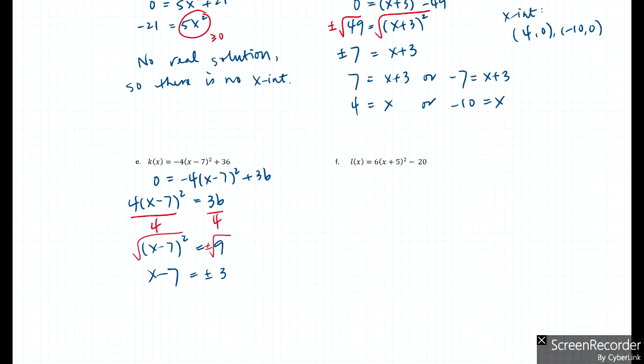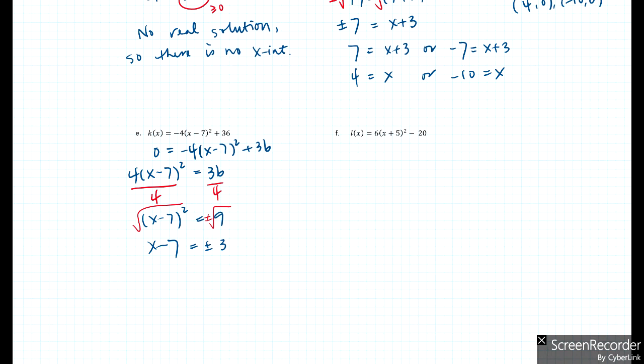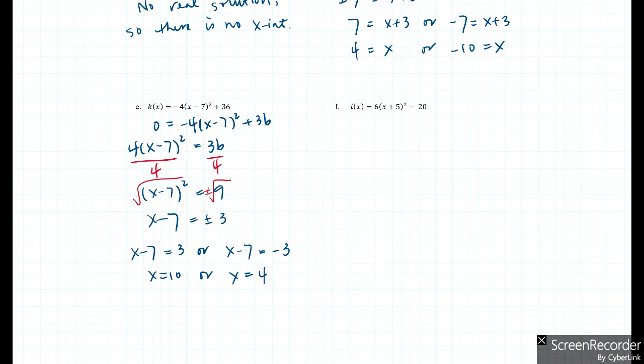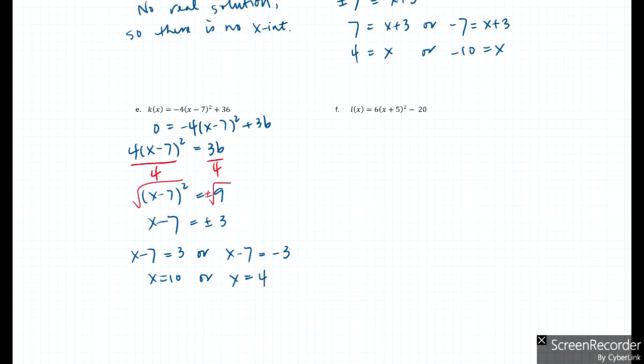And that leads to two equations over here. x minus 7 is 3, or x minus 7 is negative 3. As a result, we can add 7 on both sides to solve the equations: x equals 10 or x equals 4. And then we can say the x-intercepts are (10, 0) and (4, 0).